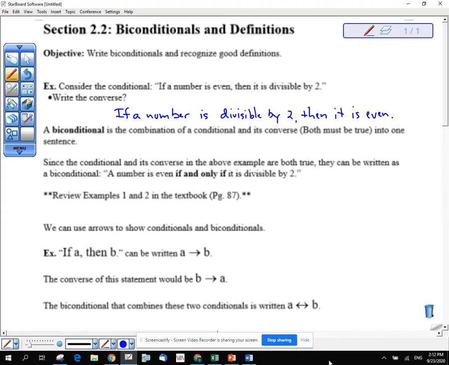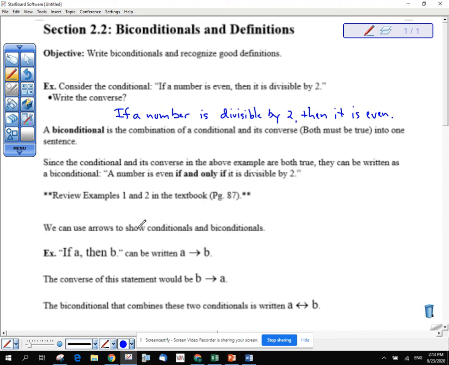Okay? So we get to a new term, and it's called a biconditional. A biconditional is the combination of a conditional and its converse, both of which must be true. We just verified that these two are, into one sentence. All right? Now, it continues, and it says, since the conditional and its converse in the above example are both true, they can be written as a biconditional. And here's how it works. A number is even if and only if it is divisible by 2. Okay? So the mechanics of this are you take either one of these. I have taken the first one, the conditional that was given, and you basically take out the if from the beginning, and you replace the then with if and only if.